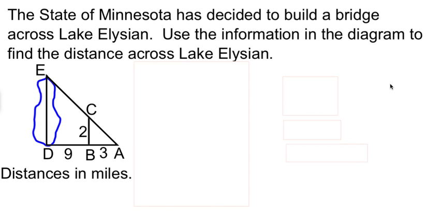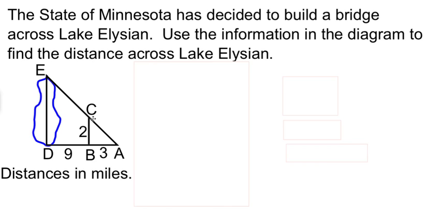More what you're going to be interested in is figuring out information based on similar figures. So let's say, for the sake of argument, the state of Minnesota has decided to build a bridge across Lake Elysian. And they give us this beautiful diagram for us to figure out the distance across. I just kind of picked numbers, so it may or may not work out to be right.